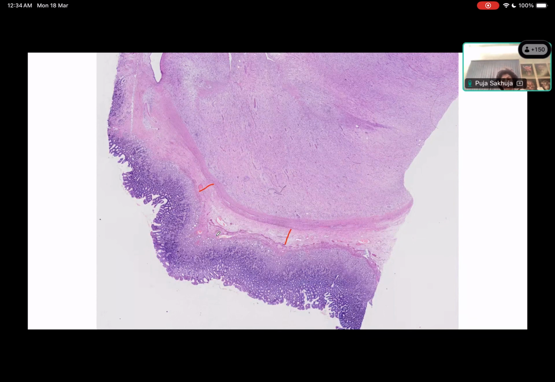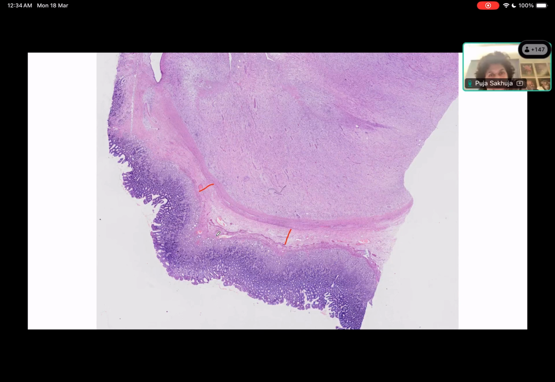Okay. So Pragya, what are you thinking now? What is the differential here that you think of? Neurofibroma. Okay, so you are thinking of a neurofibroma. And why are you thinking of a neurofibroma? They have wavy nuclei, they have tapered ends, which we can see. But I'm thinking more of a neural tumor.